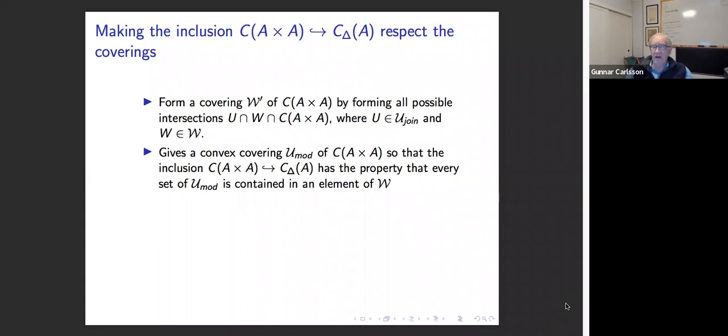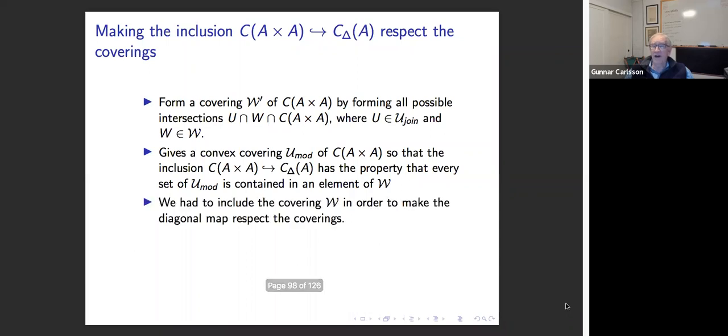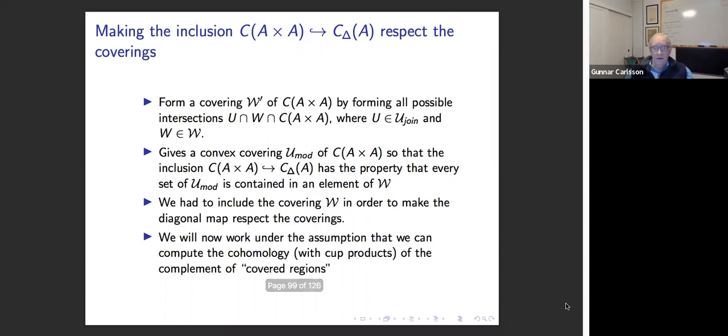And at this point now I've got a map that's actually realizing the dual to this product map, and it's a map of simplicial complexes. So what we will do now is we'll work under the assumption that we can compute the cohomology with products of the complement of covered regions.